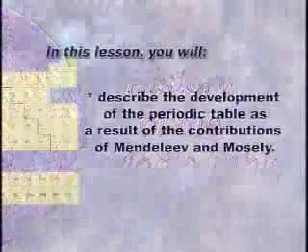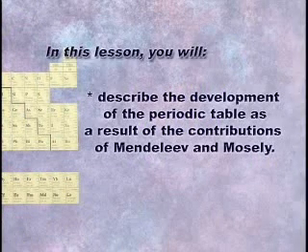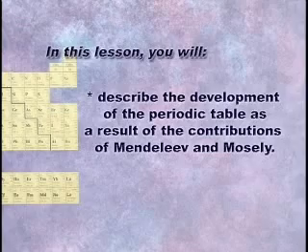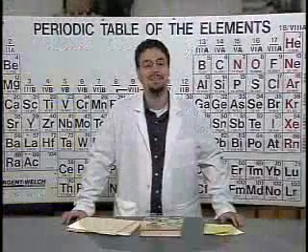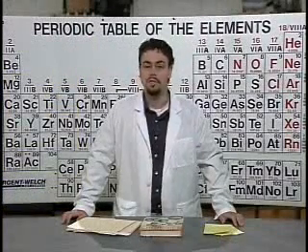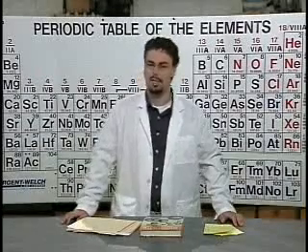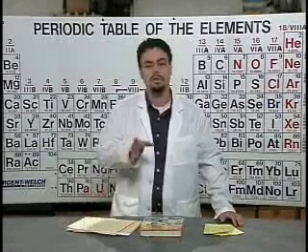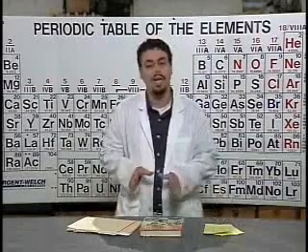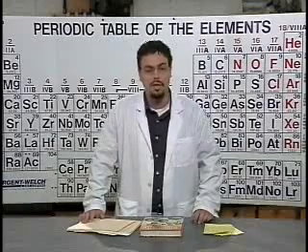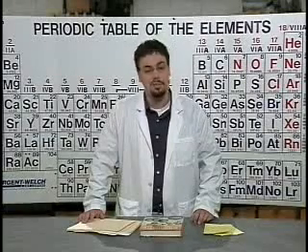In this lesson, you will describe the development of the periodic table as a result of the contributions of Mendeleev and Moseley. Being a scientist in the 1860s, all of the discoveries about the atom were very exciting, yet at the same time a little overwhelming. So, scientists tried to find a way to organize the elements. This process led scientists to discover that certain groups of elements all shared similar properties.